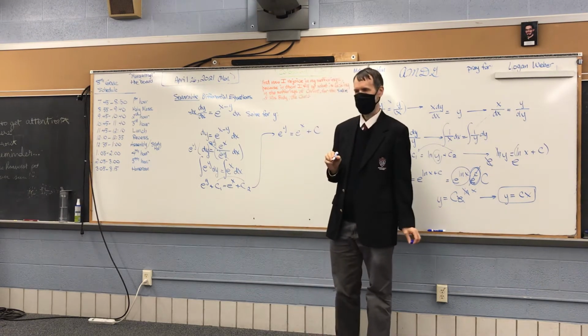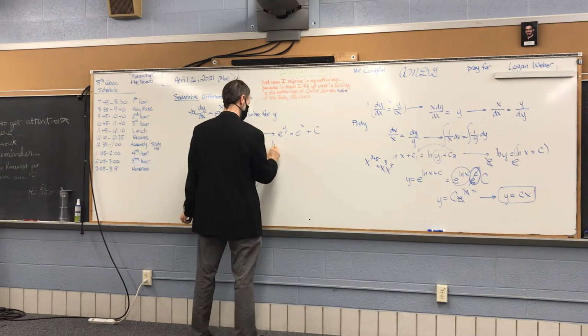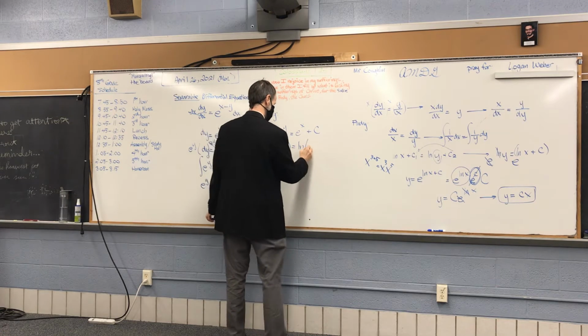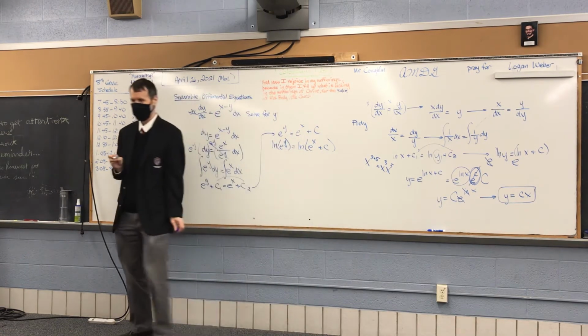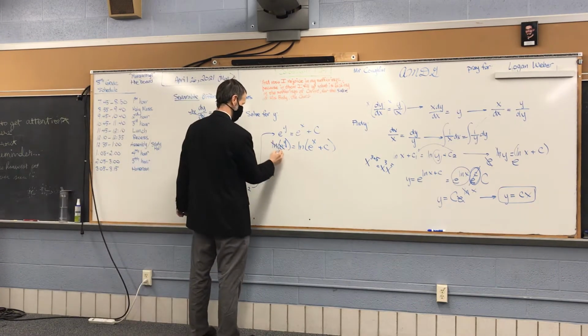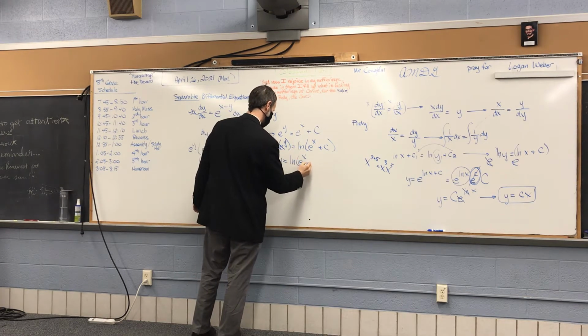Now what? Take the natural log of both sides. So ln of e to the y equals ln of e to the x plus c. The plus c is inside. Now, the left-hand side cancels. y equals ln parentheses e to the x plus c.